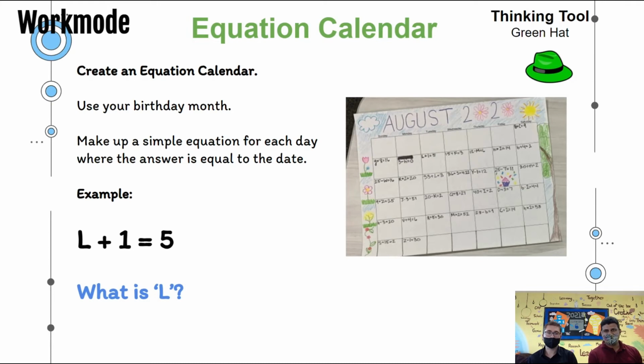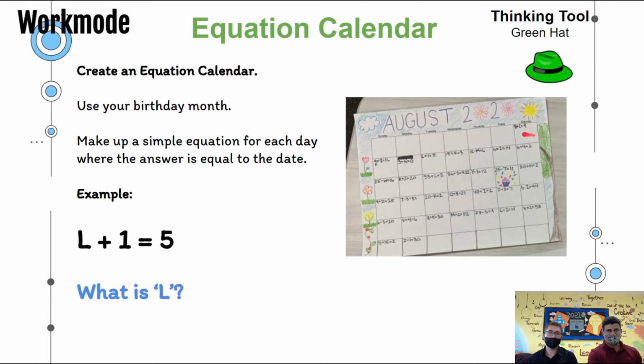So once you've solved those 10 equations, we come to the thinking tool. This time it is a green hat. And what we'd like you to do is take a calendar and take your birthday month, okay? And then for each date, we want you to write an equation, okay? So now here we have L plus 1 is 5. So L is equal to 5 minus 1, so 4, okay? So write this equation at number 4.